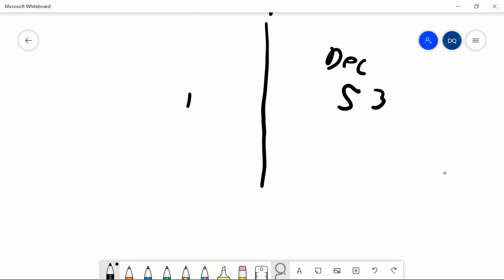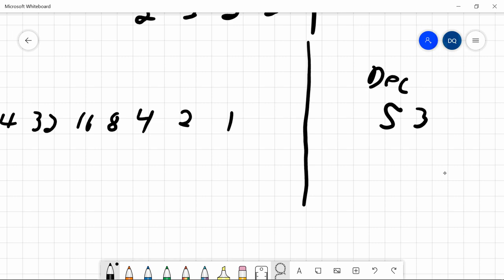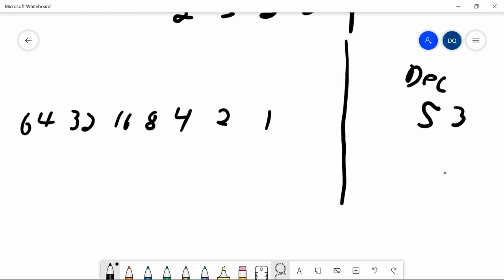Well, in binary, we've got our 1s, our 2s, our 4s, our 8s, our 16s, our 32s, and our 64s. Where did I get this list of numbers? These are powers of 2. That's 2 to the 1, 2 to the 2, 2 to the 3, to the 4, to the 5, to the 6. Okay, so how do I get the number 53? Well, I clearly don't need any 64s, but I must have a 32.